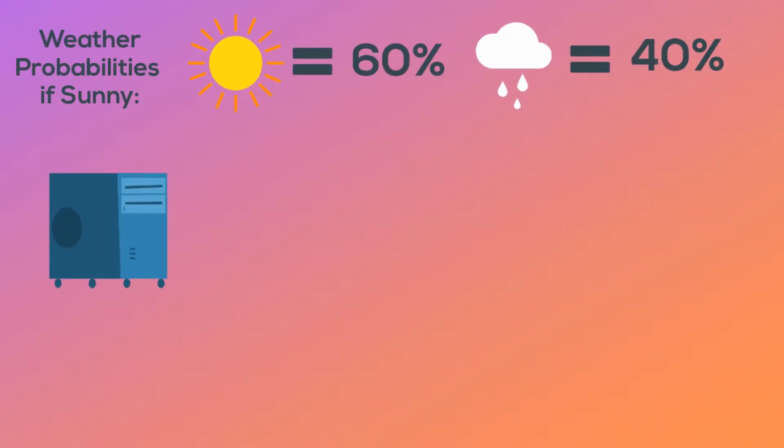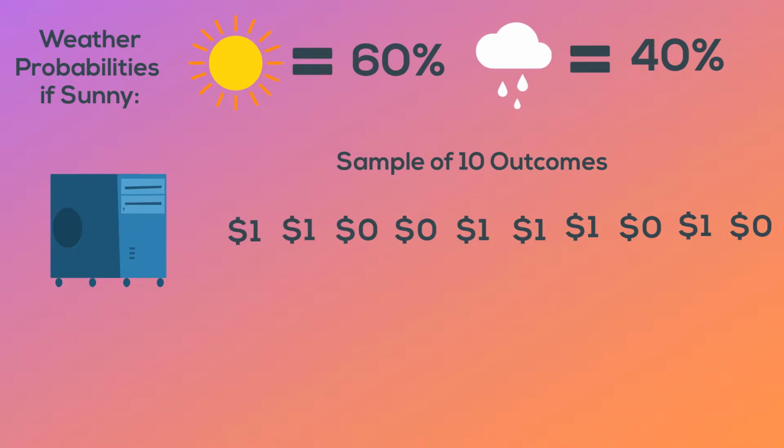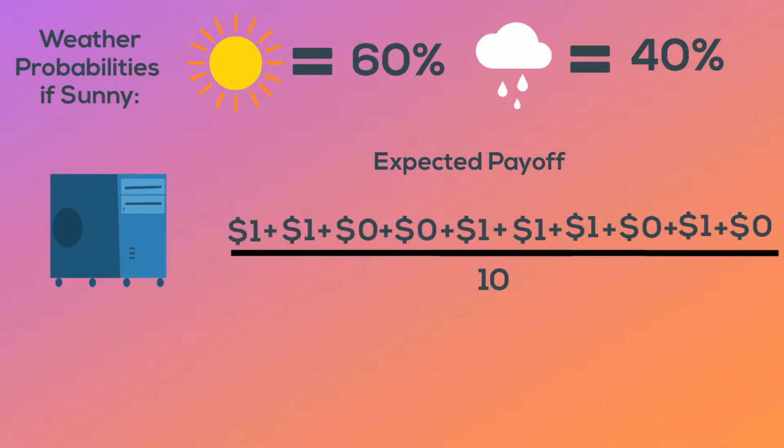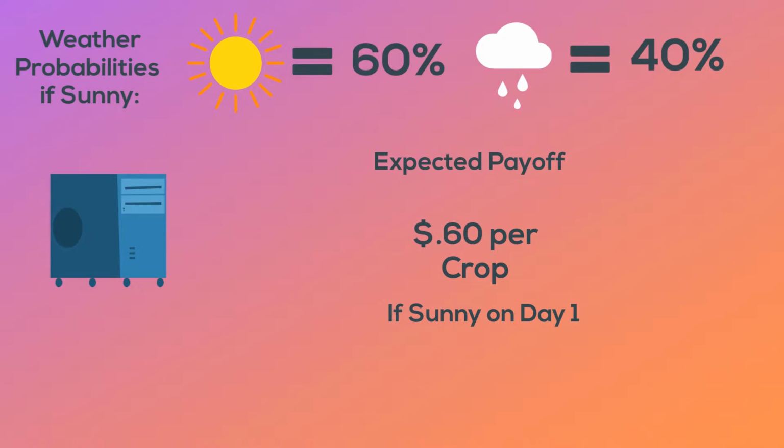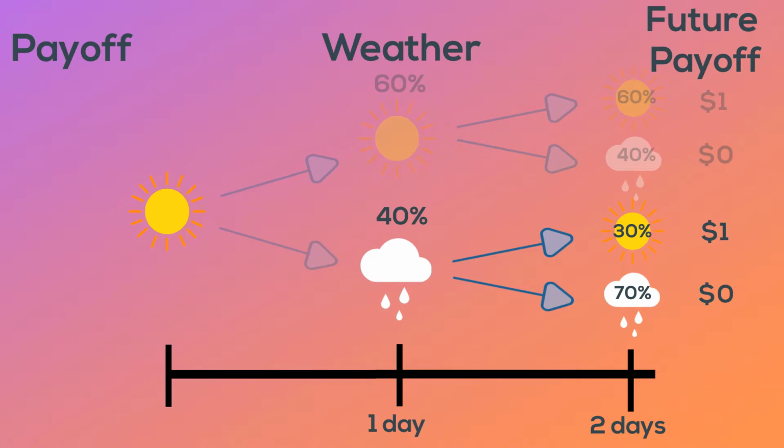The simulation runs a trial based off the probabilities in the model, giving us an idea of what we are expected to receive. In this case, we run 10 simulations to generate weather outcomes, resulting in 6 sunny days with a payoff of 1 and 4 rainy days with a payoff of 0, corresponding with our model. With this sample, we calculate the expected payoff we would receive by taking the average of all the payoffs in our simulation, resulting in an expected payoff of 0.6, or 60 cents per crop. We would do the same for the other path as well, running another simulation based off the probabilities of the other path.